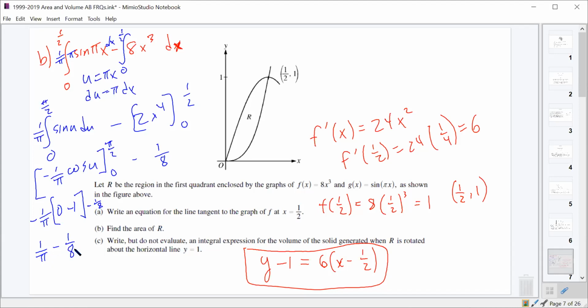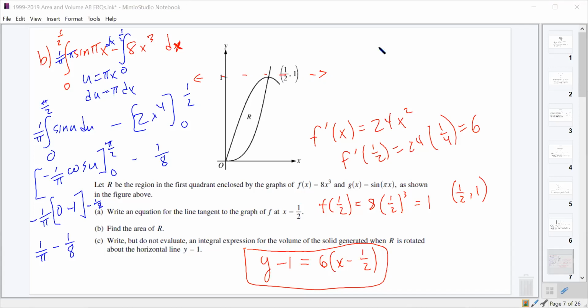Good or no? Any questions there? Any issues with that one? Nope. All right. And lastly, we are going to take this and revolve it around the line y equals 1.